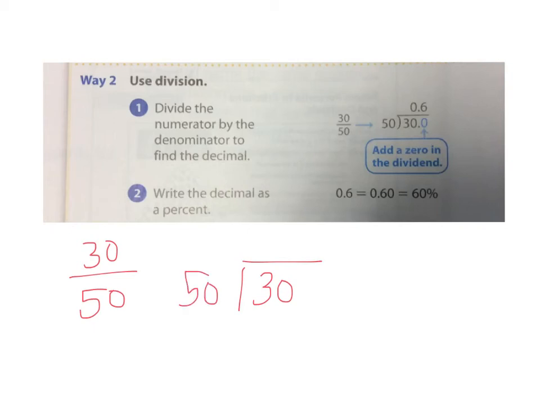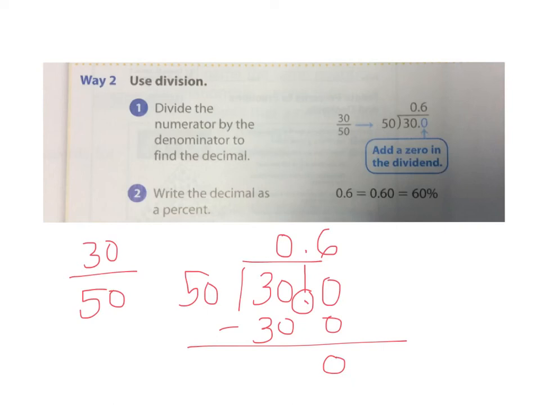Okay. How many times does 50 go into 30? 0 times. So am I done? No. Can I change 30 into 30.0? Yeah. And then where do I put this decimal again? Right above. Okay, how many times does 50 go into 300? 6 times. Okay, 6 times 50? 300. Okay, remainder 0. 0.6.